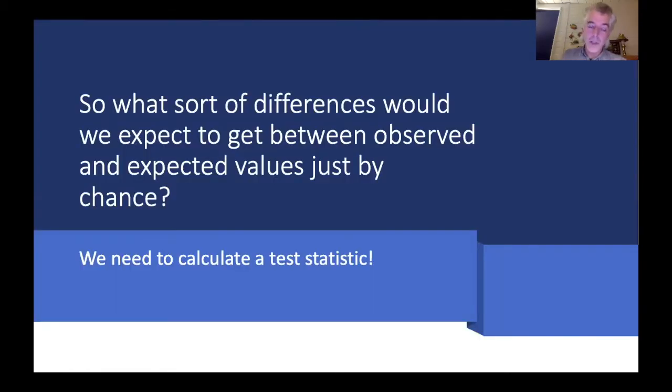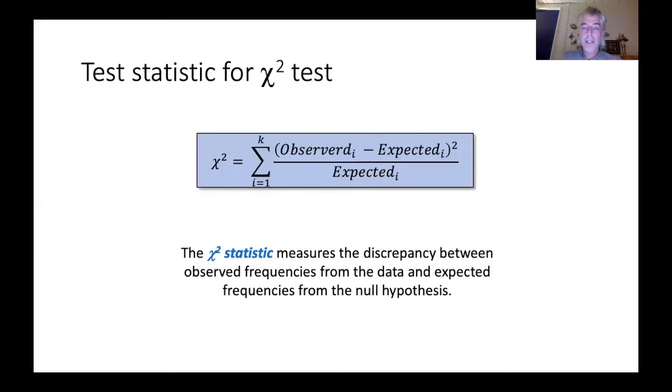So we have our observed statistical sample, and we have what we would expect to see if the null hypothesis were true. But now we need to do what we always need to do in a statistical test, and that is to sort out what differences we would expect to get between observed and expected values just by chance, just due to sampling error, if the null hypothesis were true. And to do this, we need to calculate what's called a test statistic. In this case, the test statistic that we're going to be dealing with is called the chi-squared test statistic.